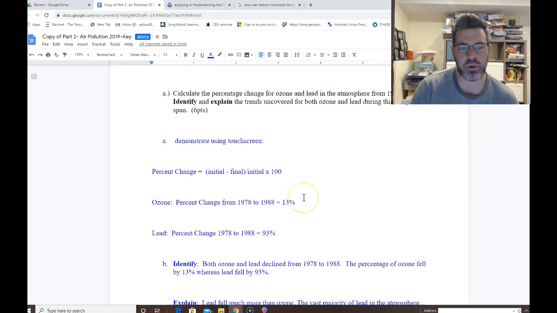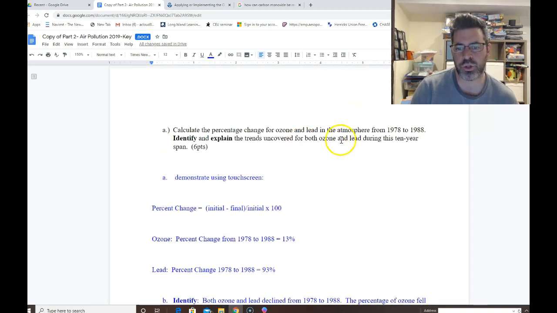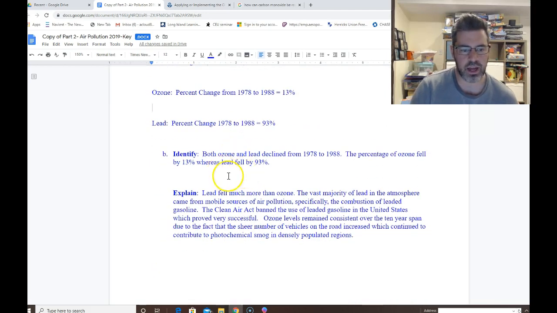The next part says, identify and explain the trends uncovered for both ozone and lead during this 10-year span. So identify the trends. We're going to talk about the numbers here. Give us the data. What has happened in the 10-year span? Then explain why that trend is happening. Keep that in mind. So you're identifying the trend and then explaining the trend. That's important here.